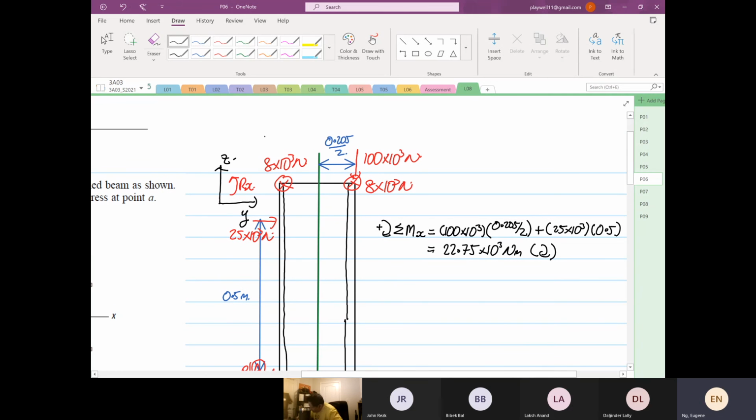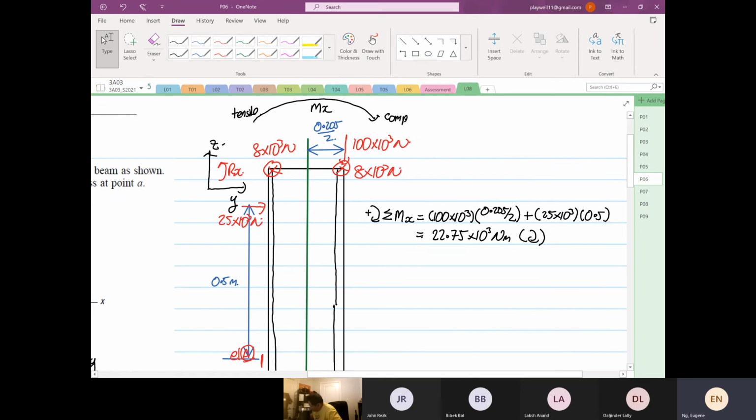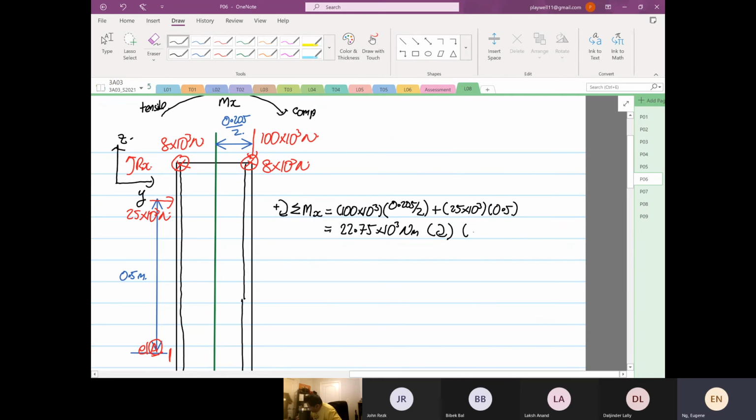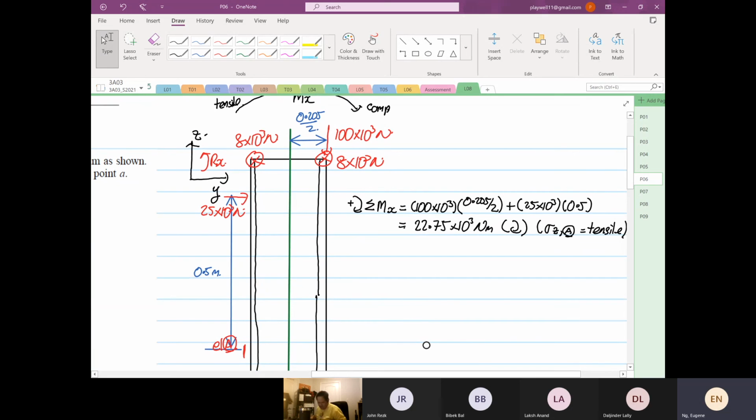So if it's that direction, you immediately draw this, right? So this is moment in the x direction. This is compression. This is tensile, right? So you know that it's tensile. Okay, so you know that this is going to be stress Z of element A, right? Is going to be in what? Tensile. Okay. A lot of students make mistakes with the perpendicular distance. Okay. So next you look at Vy.